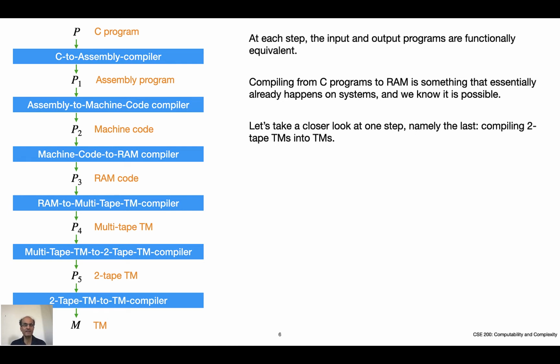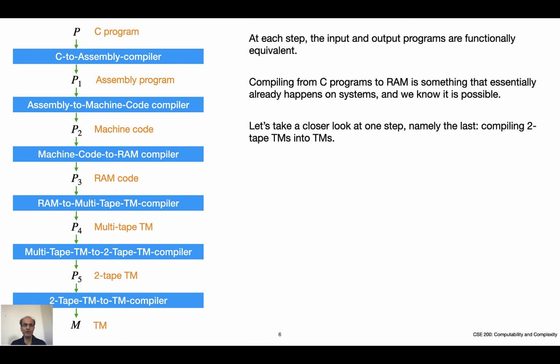We'll first compile it to an equivalent assembly program, then maybe to machine code, then to code on a random access machine, and then to Turing machines, but starting with ones that are a little more generous than ours, ones that have multiple tapes, then down to 2-tape machines, and finally down to a 1-tape machine. Why do it this way? Because we can break a complex problem into a bunch of simpler steps.